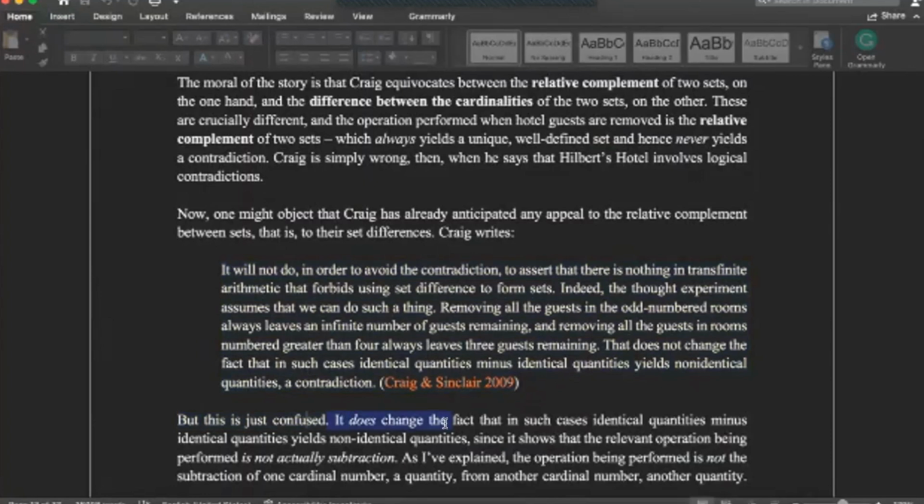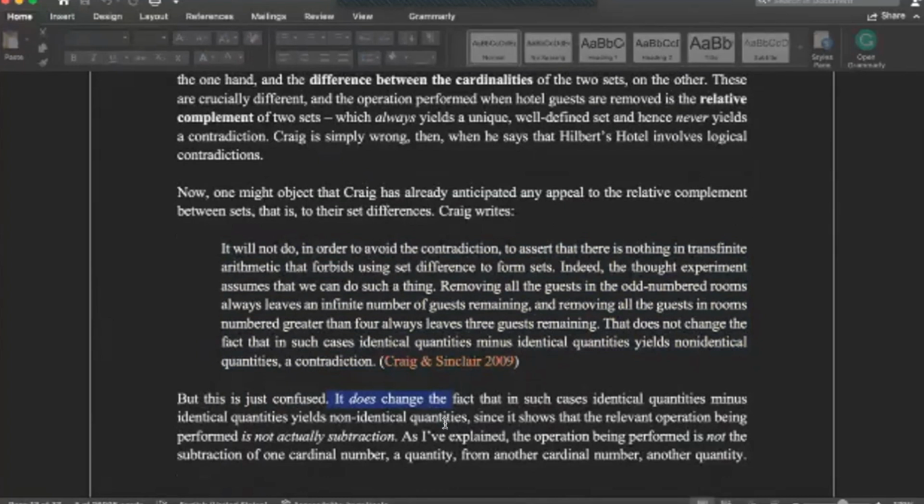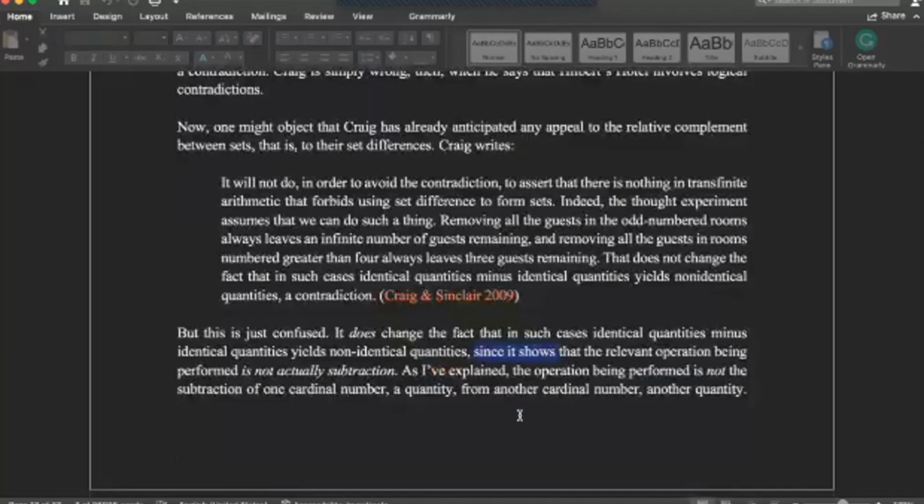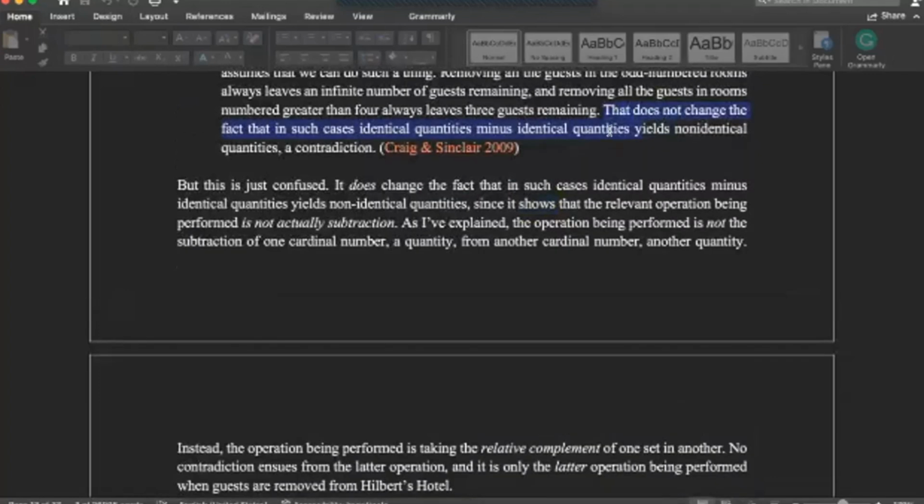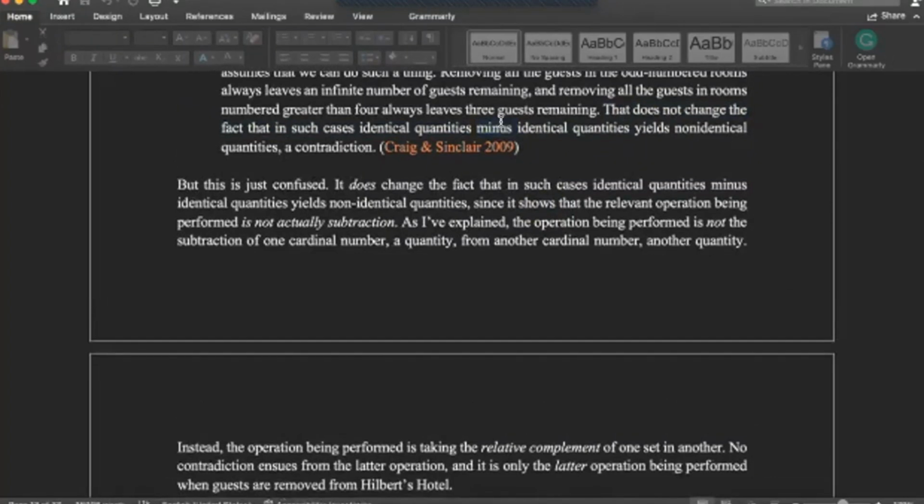It does change the fact that in such cases, identical quantities minus identical quantities yields non-identical quantities, since it shows that the relevant operation being performed is not actually subtraction. As I've explained, the operation being performed is not the subtraction of one cardinal number, a quantity, from another cardinal number, another quantity. Instead, the operation being performed is taking the relative complement of one set in another. No contradiction ensues from the latter operation, and it is only the latter operation being performed when guests are removed from Hilbert's Hotel. So yes, it does change the fact that in such cases, quote-unquote identical quantities minus identical quantities yields non-identical quantities. It does change that because the relevant operation being performed isn't minus, it isn't subtraction. It's relative complements. It's taking the relative complements of one set in another.